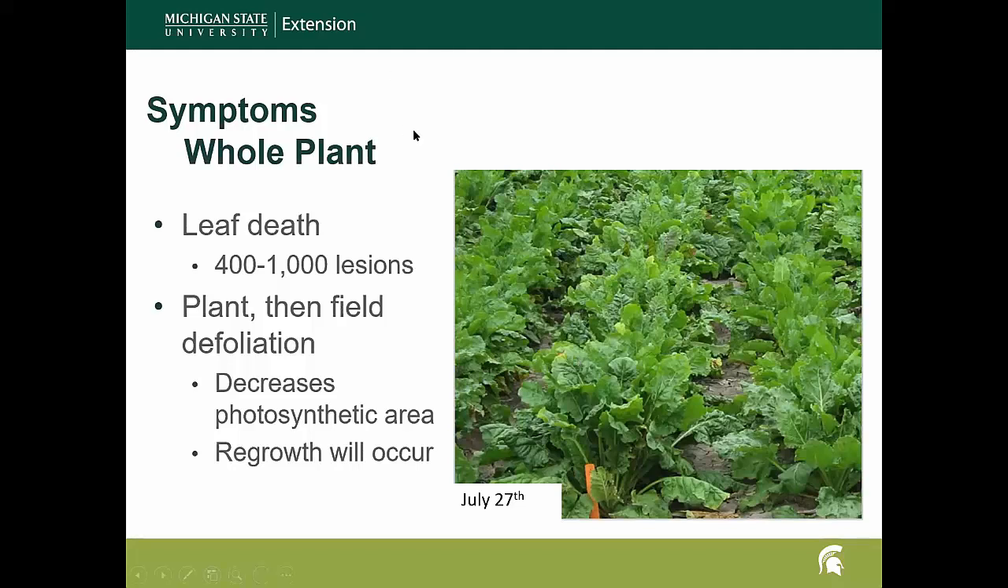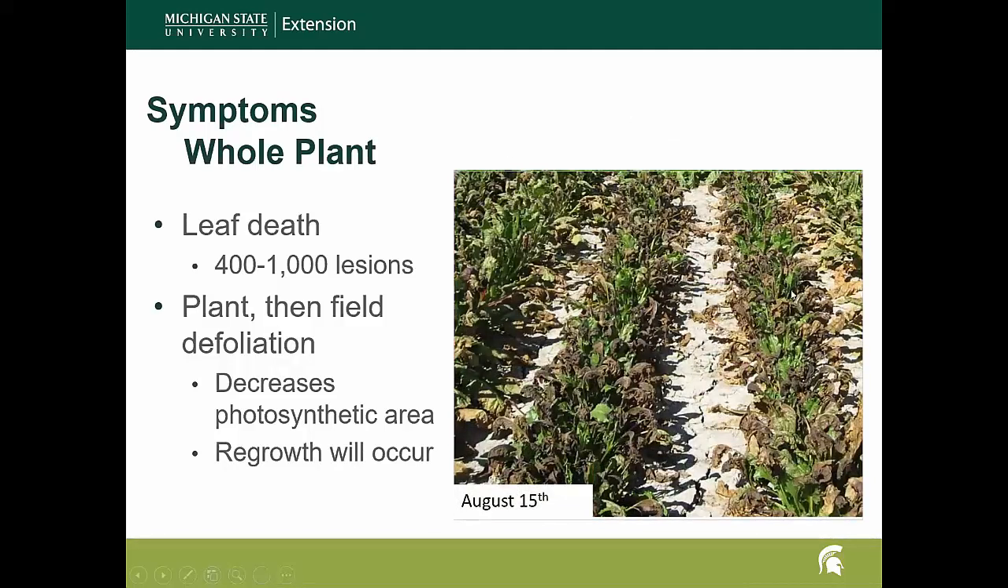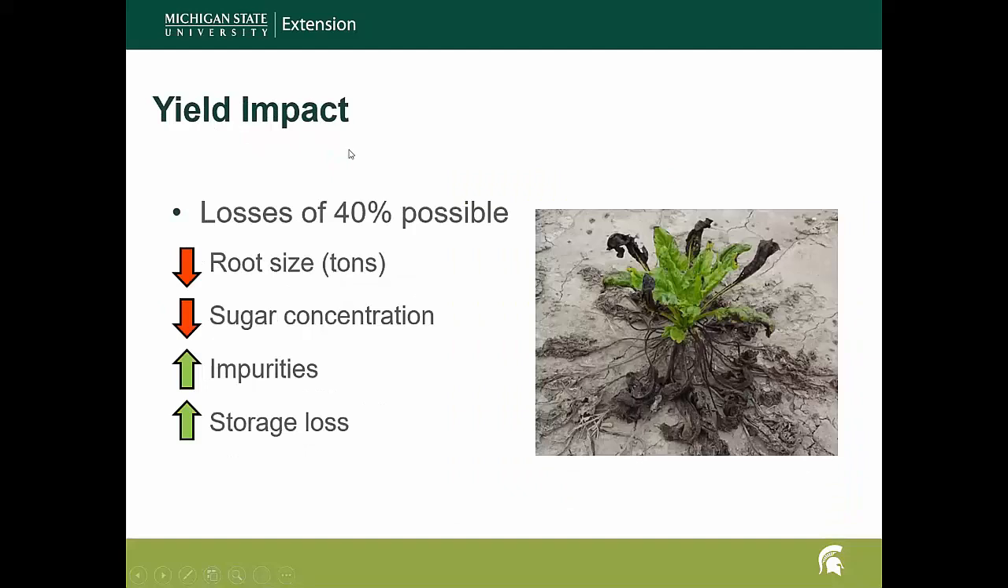And so this disease in a bad enough epidemic can cause a nice healthy field like the one that I have up on the screen to look like this, with pretty much complete defoliation and complete burn down within only a few weeks even. So as you can imagine, this can have quite an impact on yield, and actually losses of up to 40% are possible due to the disease. So these losses are manifested in the form of a decrease in the total size of the beet roots, as well as a decrease in the sugar concentration of those roots. Then we can also have an increase in impurities and in storage losses because of the disease.